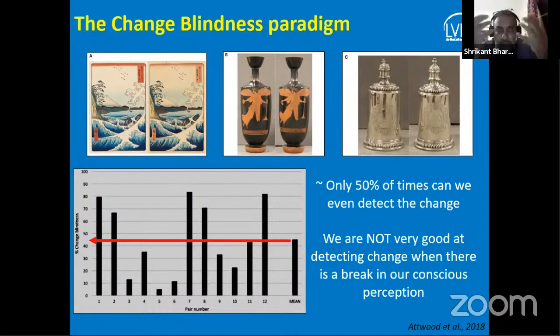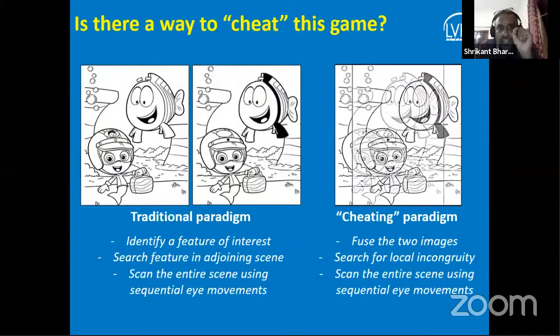So because our visual system is unable to identify changes in our perception during our day-to-day activities, the spot-the-difference game that applies this paradigm becomes extremely challenging to play, laborious, and therefore very interesting. Now, just to recall, this is the traditional way of doing the change blindness paradigm. We make eye movements and scan the image, and in that process, change blindness sort of kicks in. Now, is there a way to cheat this game?